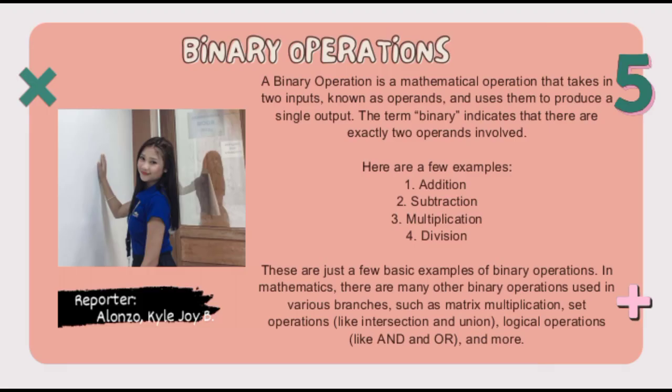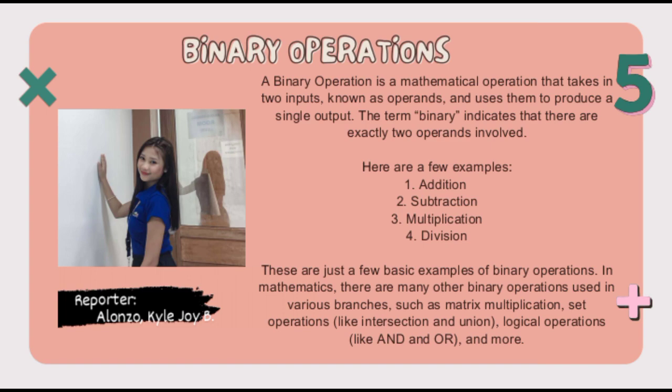So, a binary operation is a mathematical operation that takes in two inputs, known as operands, and uses them to produce a single output. The term binary indicates that there are exactly two operands involved. So, here are a few examples. First is addition. When we add two numbers, such as 4 and 5, the binary operation of addition combines these two operands. The result in this case is 9. The plus symbol represents the binary operation of addition.